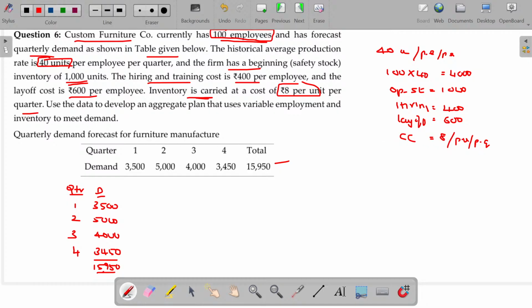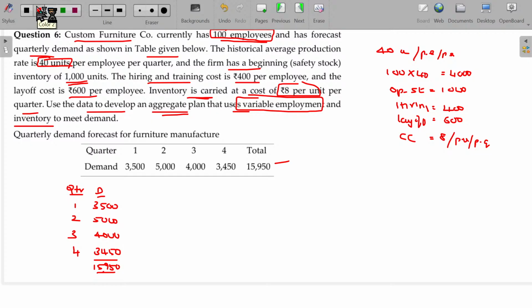Use the data to develop an aggregate plan that uses variable employment and inventory to meet the demand. Here you have n number of models possible. As already told you, we don't have a standard model. Whatever solution you give based on your assumptions is acceptable. No need to panic in your examination.